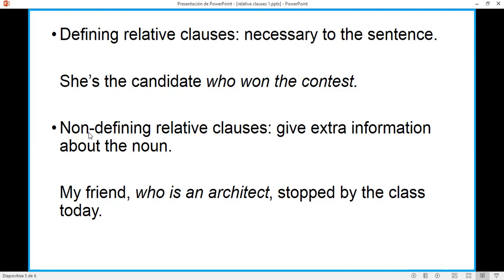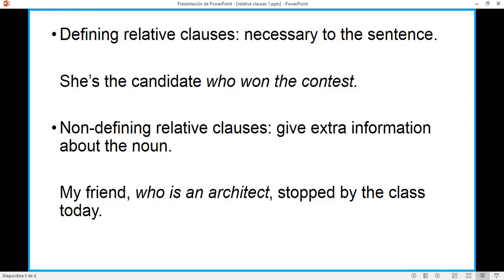Okay? And non-defining relative clauses. This is used when you want to give extra information about the noun, okay, about the person, about the place, about the object, okay? Example, my friend who is an architect stopped by the class today. Here, which is the extra information? ¿Cuál es la información extra? Who is an architect?